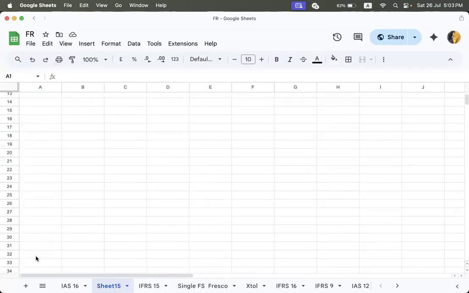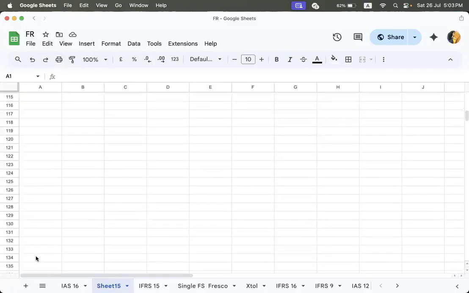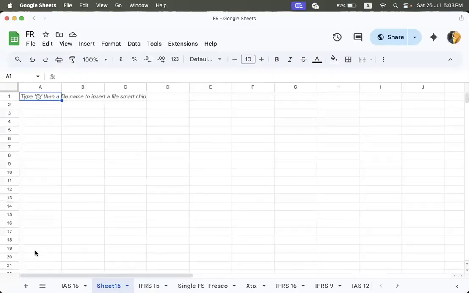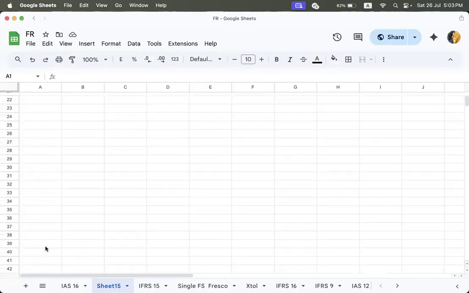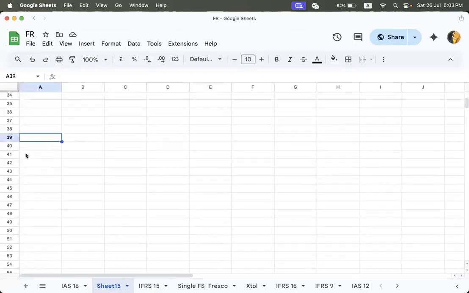a space, maybe until row number 39. And from there, you're going to give a side heading, just follow the same thing. You're going to give the side heading workings. And you're going to provide working note one, two, three like that.